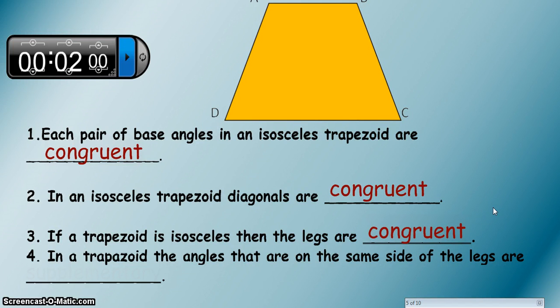And finally, I need you to write number 4 in because it's not on your notes. In a trapezoid, the angles that are on the same side of the legs are supplementary. And that means angle A right here and angle D down here, when added together, will equal 180. So I'll give you a minute to write that down.